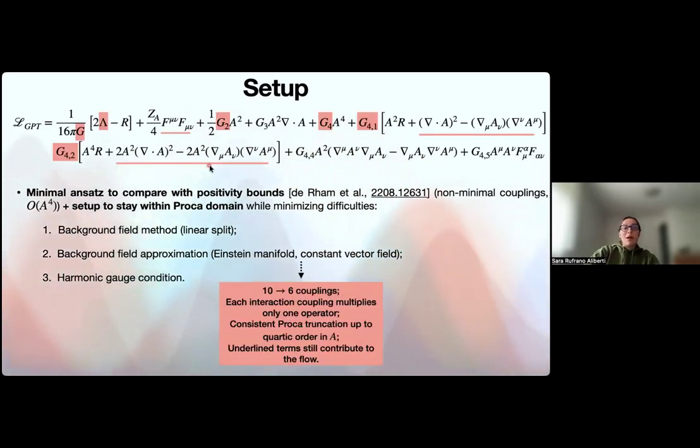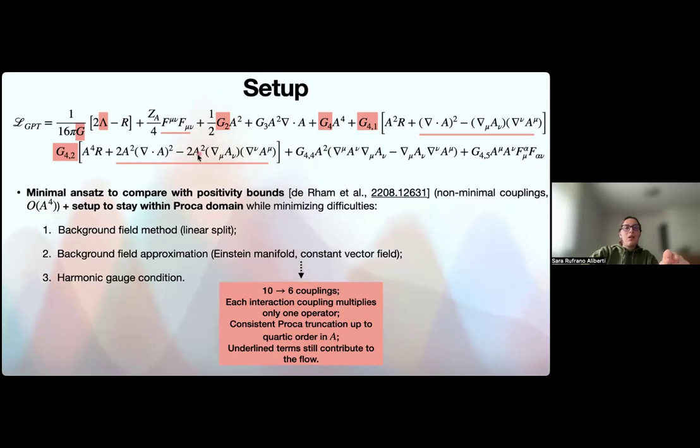Now, since we chose these backgrounds for both fields, starting from our ansatz, we end up studying the Lagrangian with only 6 couplings, because with this choice of background field we are not able to extract the flow of all the couplings, only those multiplying operators with derivatives in the vector field, so for these couplings and this one. With this choice, each interaction coupling here multiplies only one operator. This choice is still consistent with the Proca domain, with the generalized Proca theories formulation up to the fourth order in the vector field.